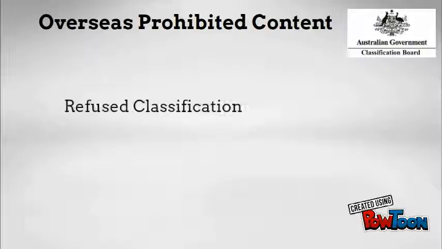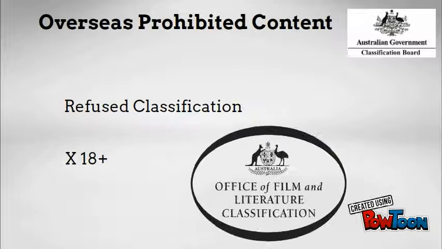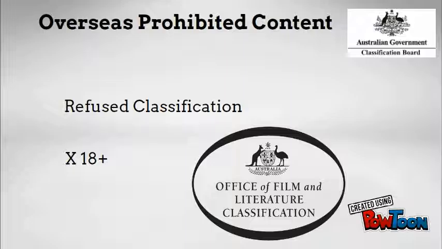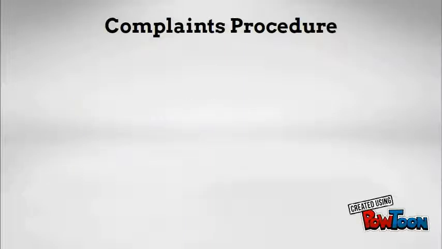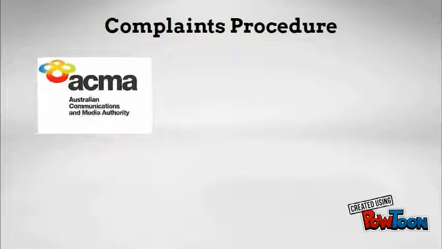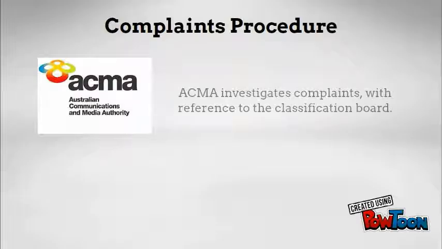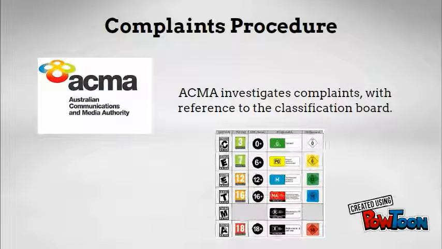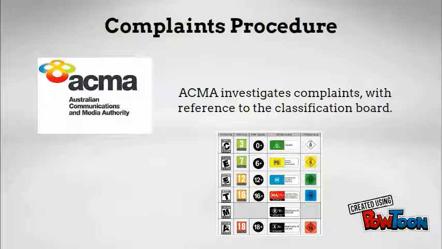Prohibited content which is hosted overseas is only that which would be refused classification or classified X by the Office of Film and Literature Classification. Where there is a complaint made under Schedule 5 of the Act, the Australian Communications and Media Authority investigates such a complaint, with reference to the relevant classification code outlined by the Australian Classification Board.